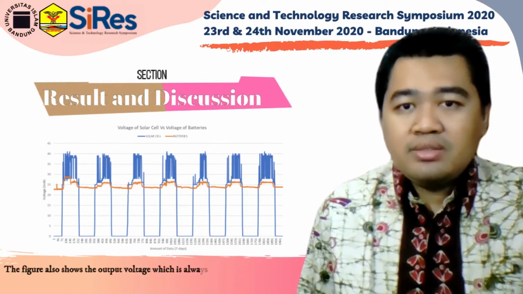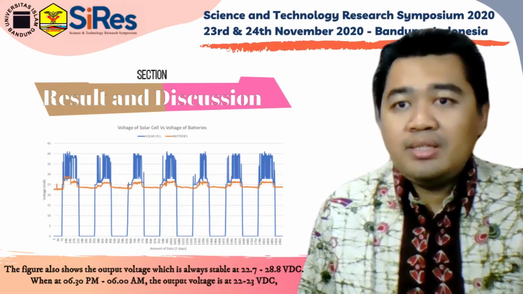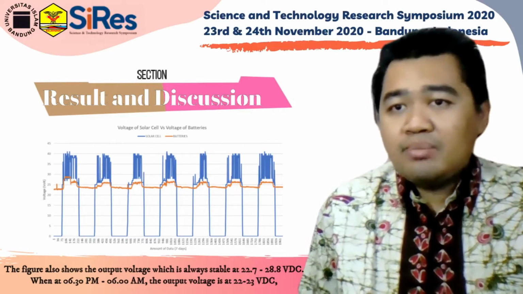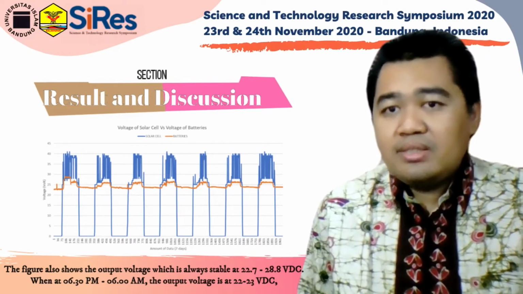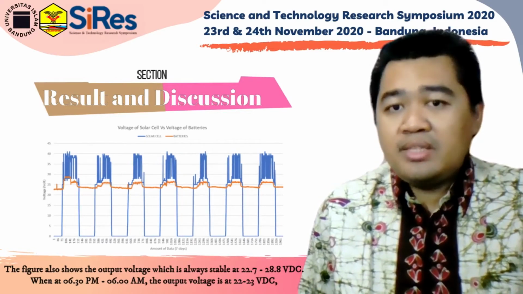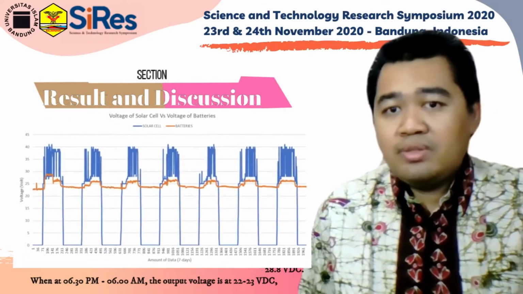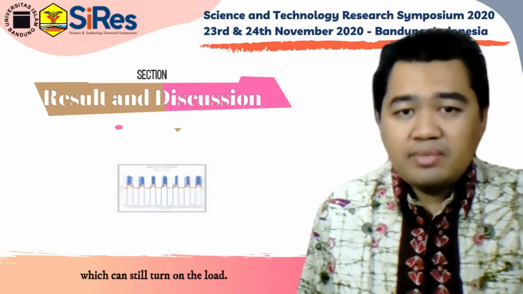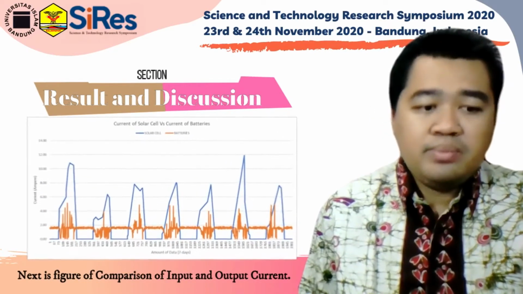The figure also shows the output voltage, which is always stable at 22.7 to 28.8 volt DC. When at 6:30 p.m. to 6 a.m., the output voltage is stable at 22 to 23 volt DC, which can turn on the load. Next is the figure of the comparison of input and output current.